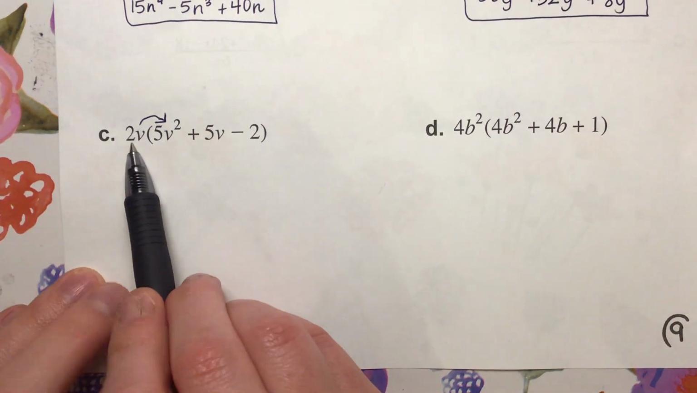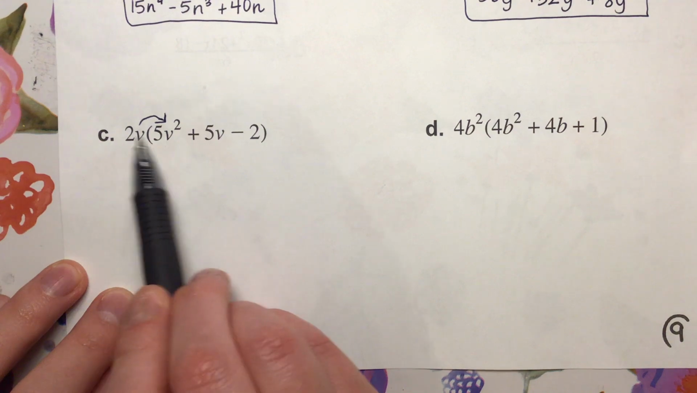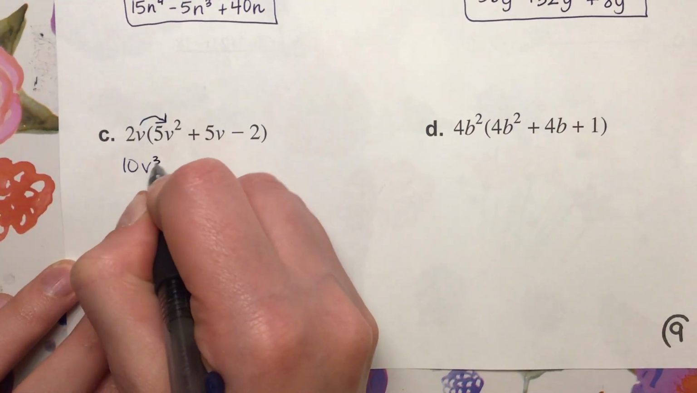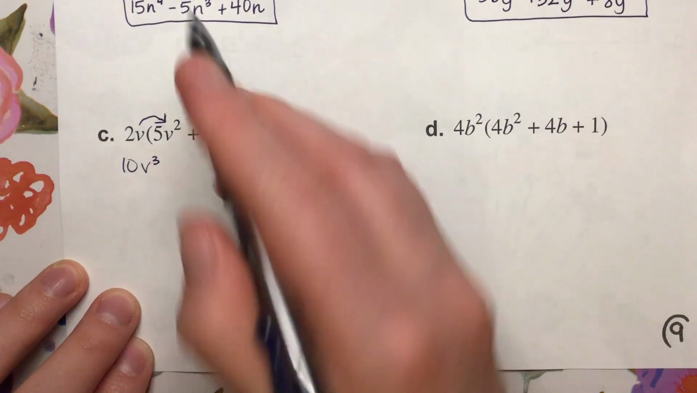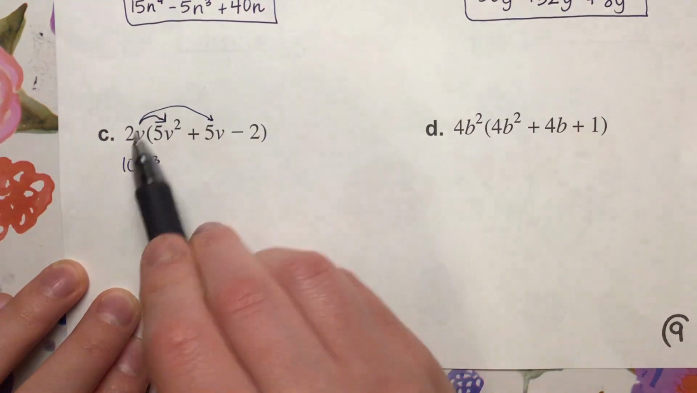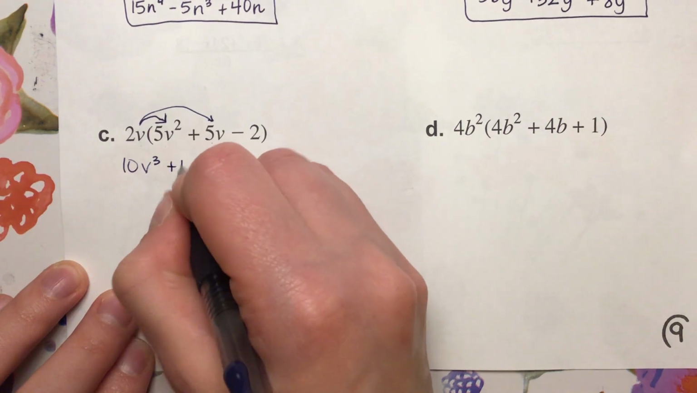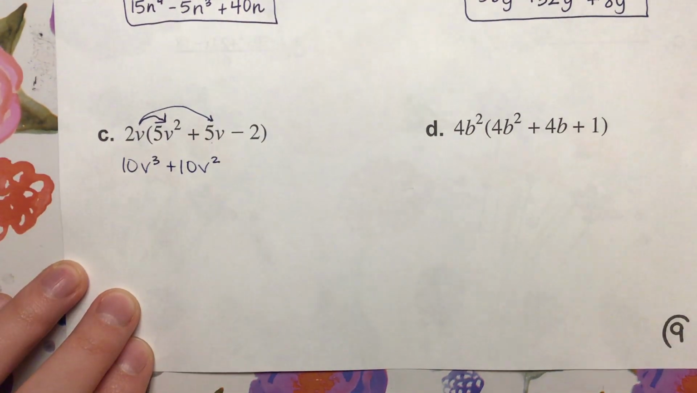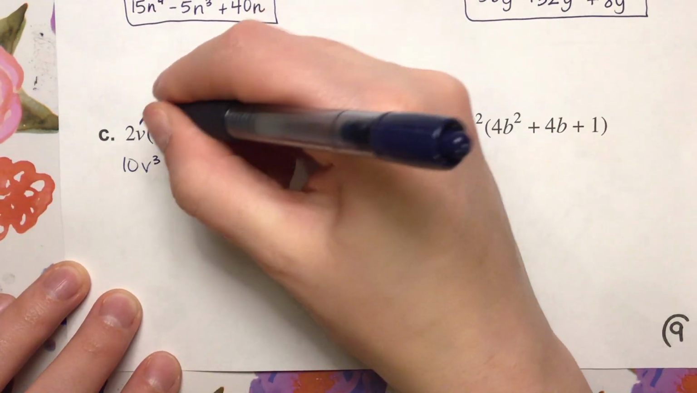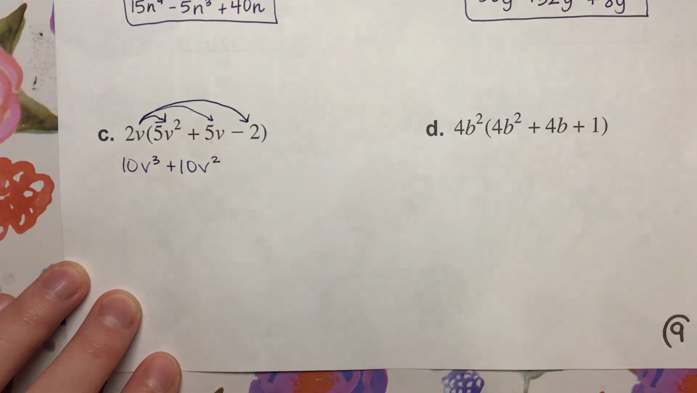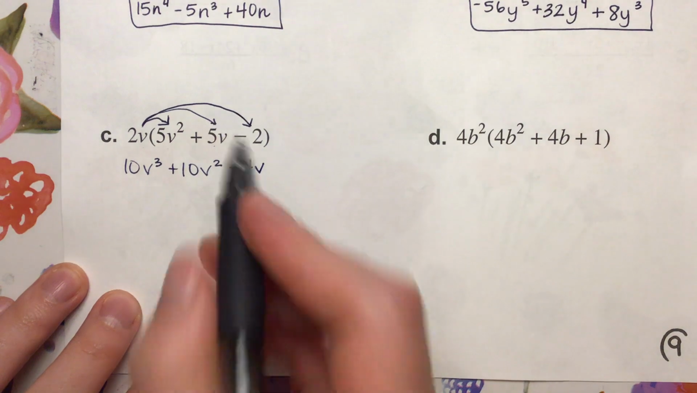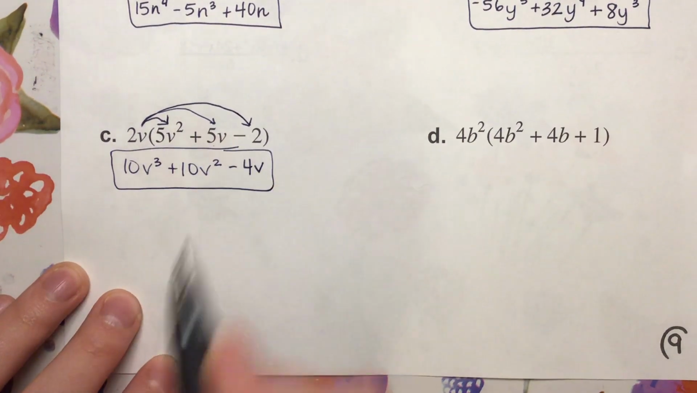Okay, in this next example, I have 2v, and I'm going to distribute it to each of these terms. So 2v times 5v squared. 2 times 5 is 10. V times v squared is v to the third. 2v times 5b, 2 times 5 is 10. V times v is v squared. I'm making it v squared because it's v multiplied by v. Finally, I have 2v times negative 2, which is going to be minus 4v. That's my final solution to example C.